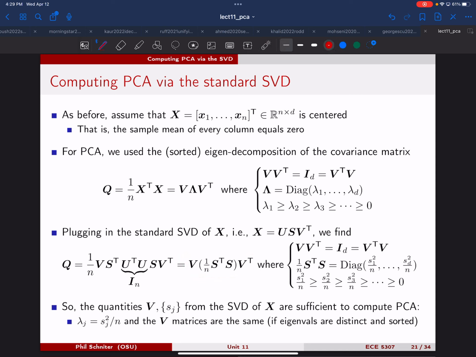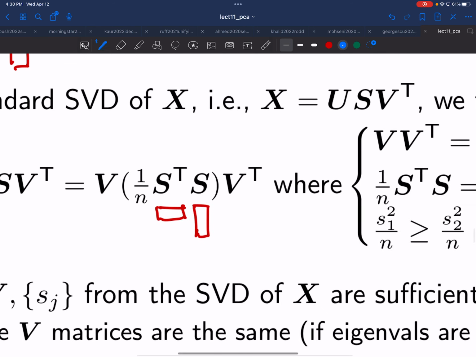Let's think about that center thing. So S is going to be, okay, for most machine learning data sets, is X going to be tall or wide? Tall, right? A lot more samples than features. Let's just draw a little picture. X is tall. In the standard SVD, S has exactly the same shape as X. So that means S is tall, S transpose is wide, and they are both diagonal.